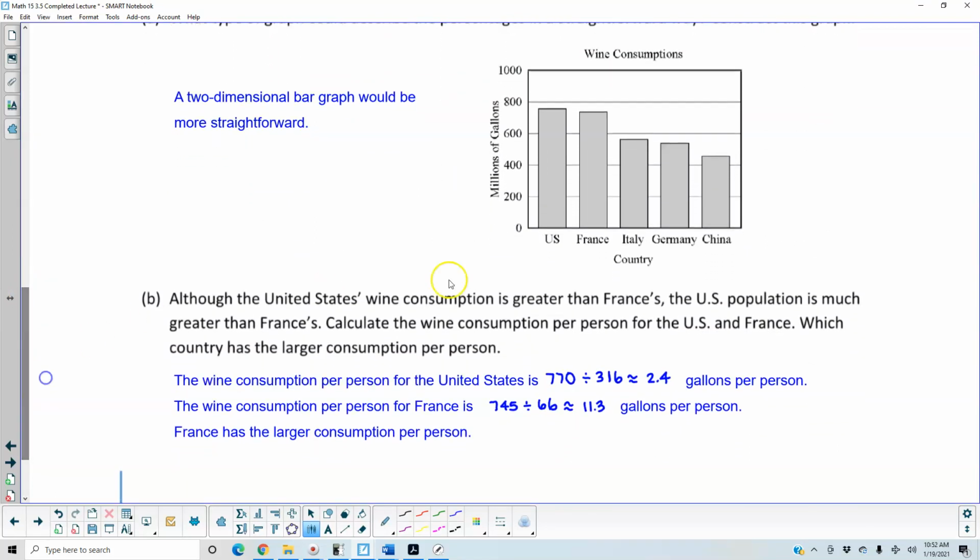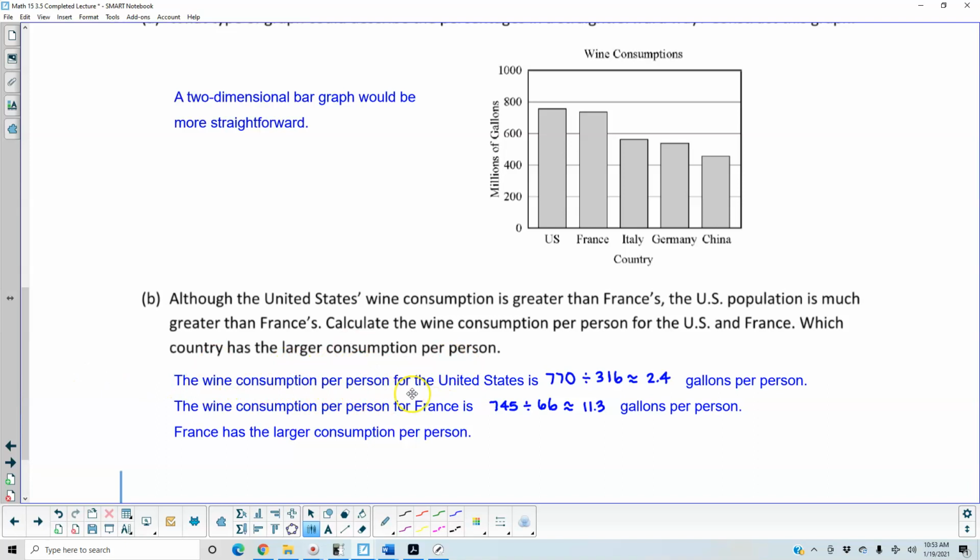Now, although the United States wine consumption is greater than France's, the U.S. population is much greater than France's. So calculate the wine consumption per person for the U.S. and France. Which country has the larger consumption per person?